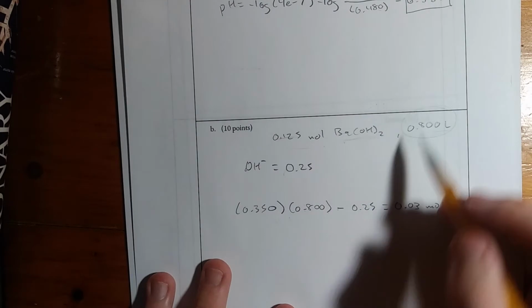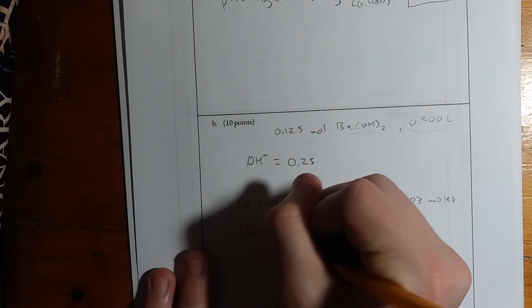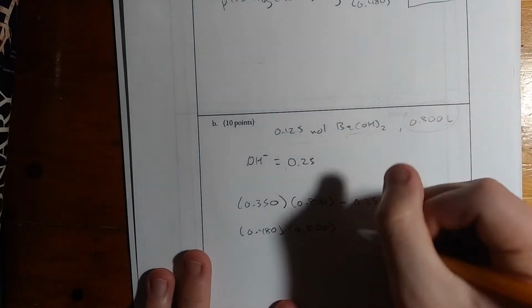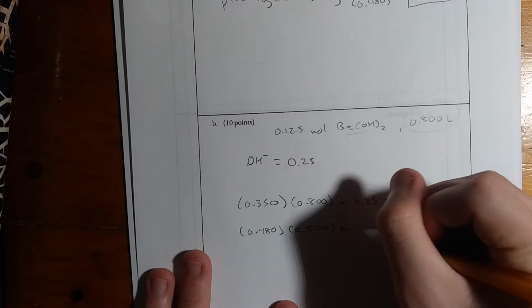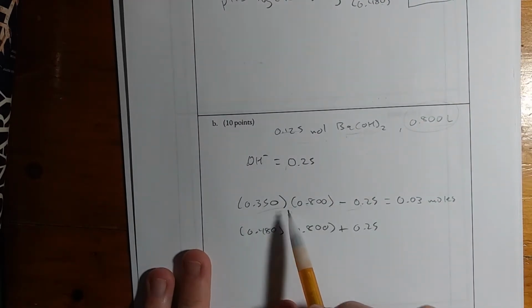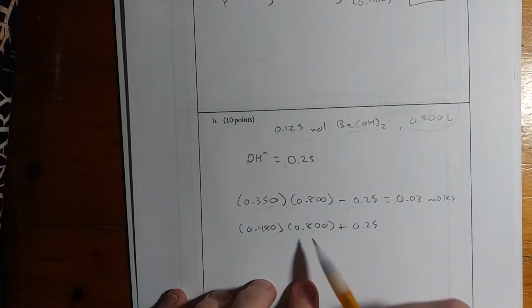And we're going to do a very similar thing with the trisodium citrate. That's going to be 0.480 times 0.800. Okay? And then this time we're going to add the 0.25. Because why? Because what happens is this amount reacts with this disodium citrate, and then one of the products of that reaction is the trisodium citrate.